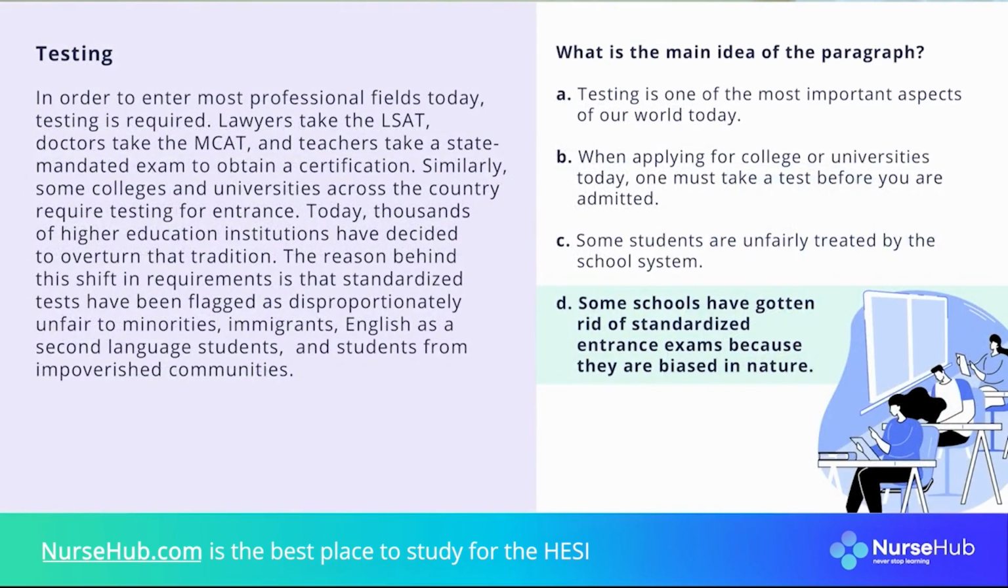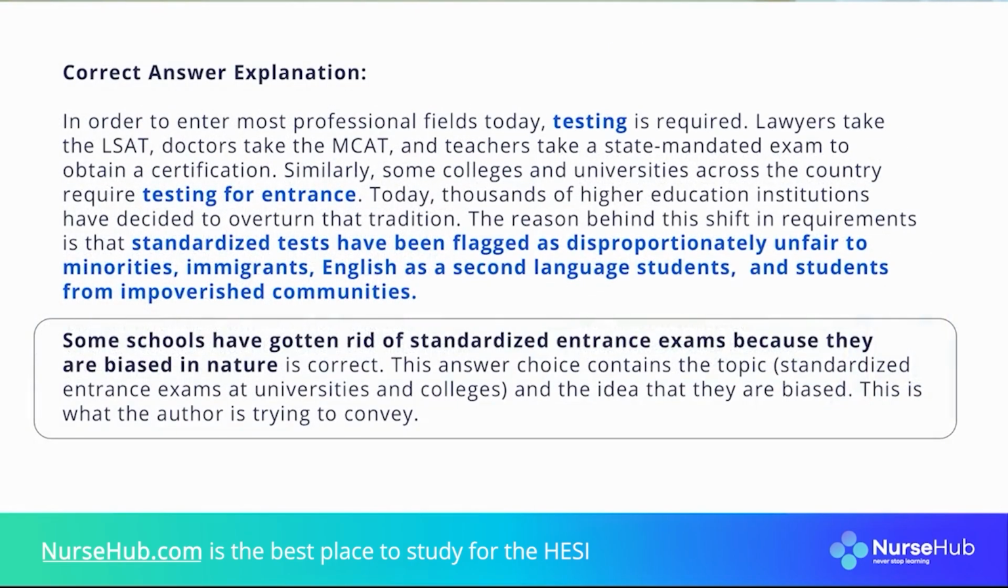Okay, if you chose answer choice D, some schools have gotten rid of standardized entrance exams because they are biased in nature. You got this answer correct. Let's take a look at why it's correct. This answer choice contains the topic of standardized entrance exams at universities and colleges and the idea that they are biased. And this is what the author is trying to tell us about the topic.